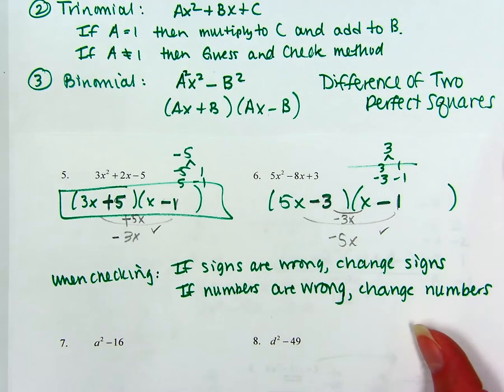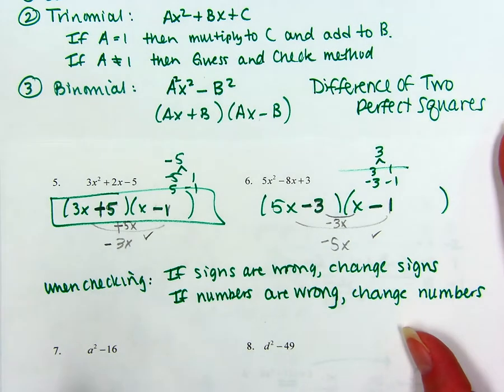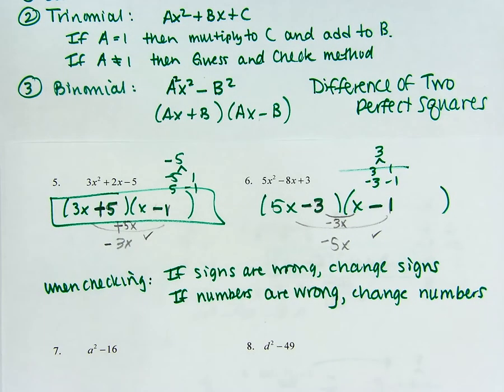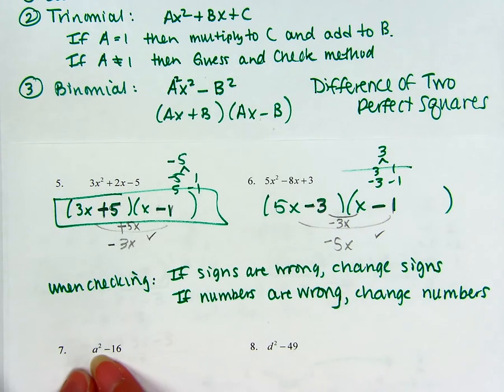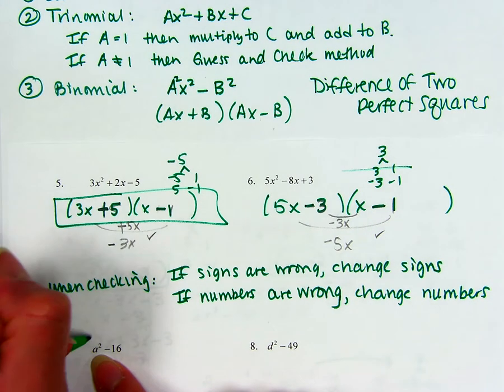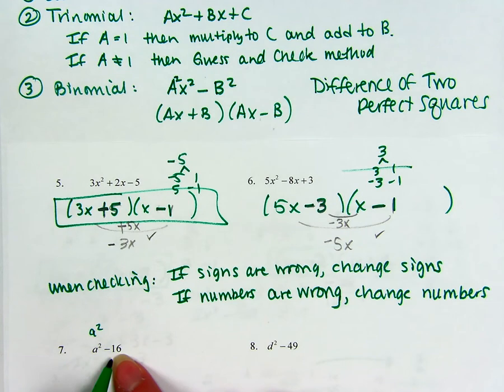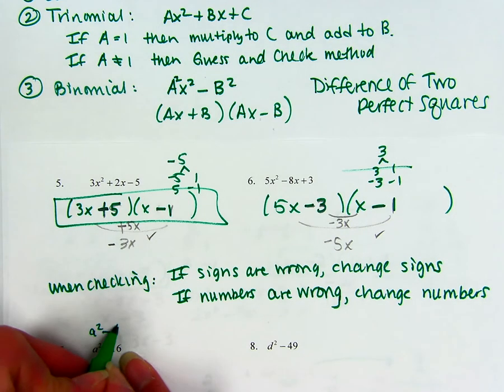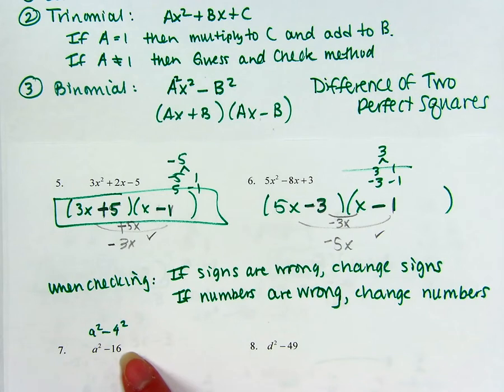Difference means that you are subtracting, right? All these problems are subtracting. And a perfect square is something that you can take the square root of and you get a whole number. So if we look at what's being squared here, this is a times a, right? This is a squared. What's being squared here, what's the square root of 16, is 4. So this is like a squared minus 4 squared.